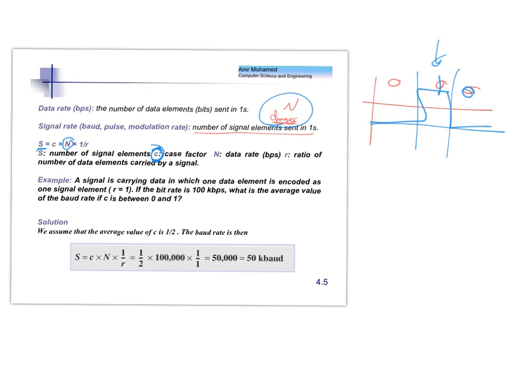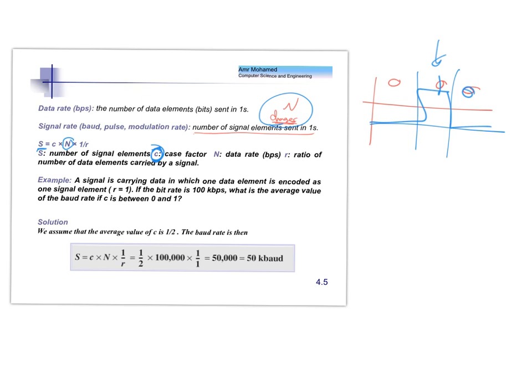Luckily, you will be given C. I will give you this C, but this is to understand where this case factor came from.